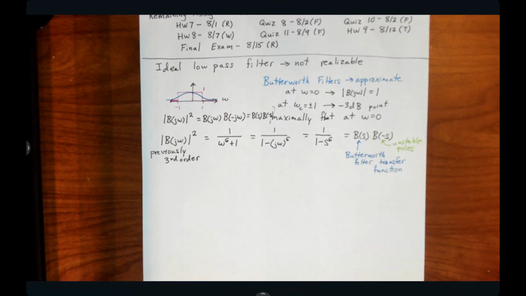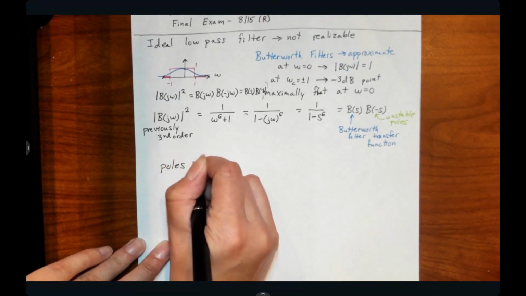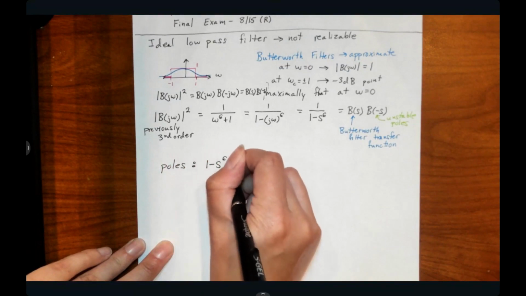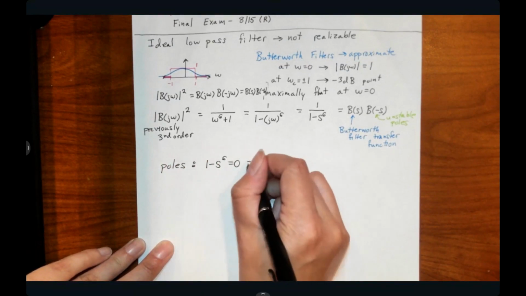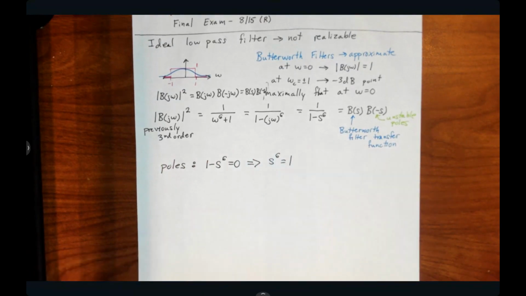Right? So for this case, we have our poles satisfy 1 minus s to the 6 equals 0, or in other words, s to the 6 is equal to 1.